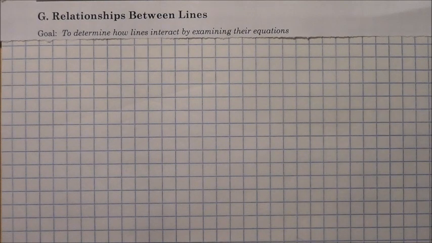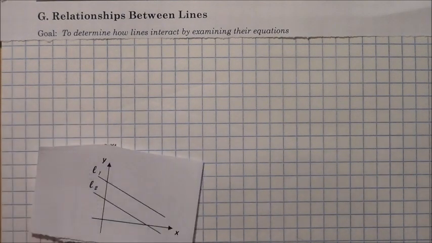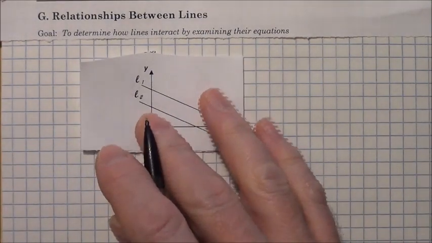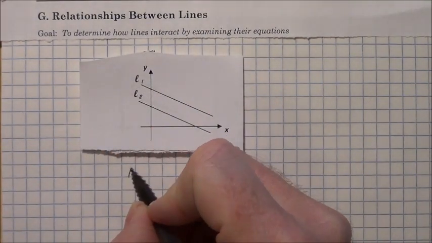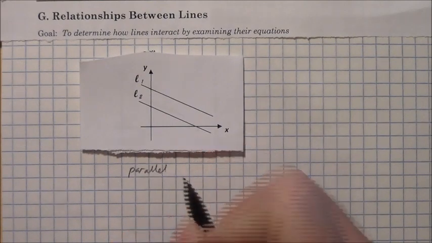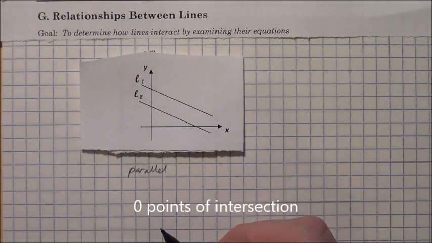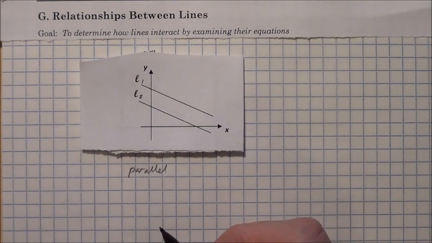So if we take a look at the situation where we have a pair of lines in a plane, we know that lines can be parallel, and therefore, if they're parallel, that means two lines in a plane would be parallel and distinct. And in this case we have 0 points of intersection and therefore 0 solutions.